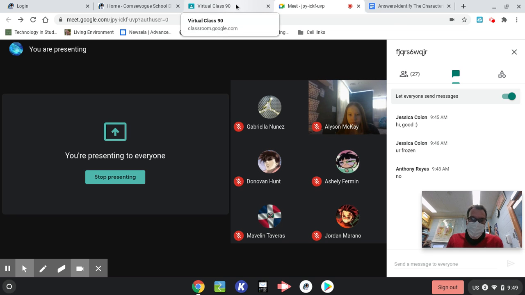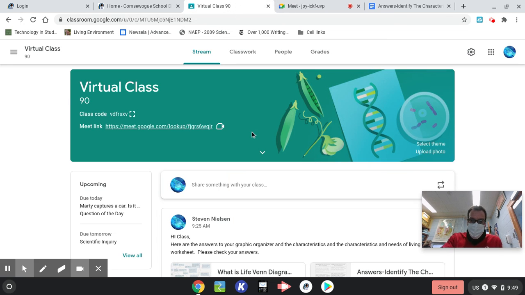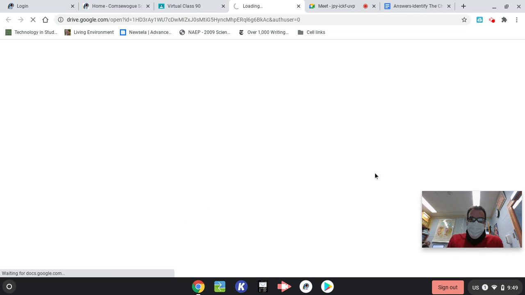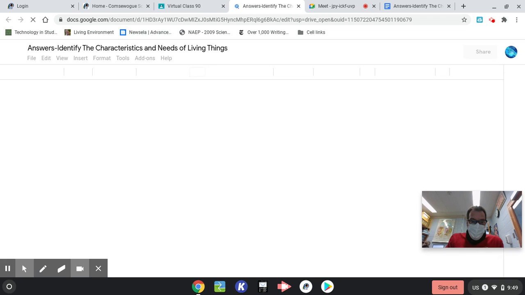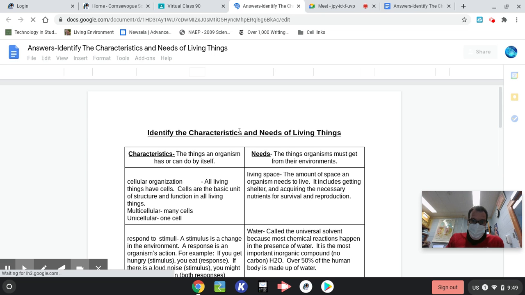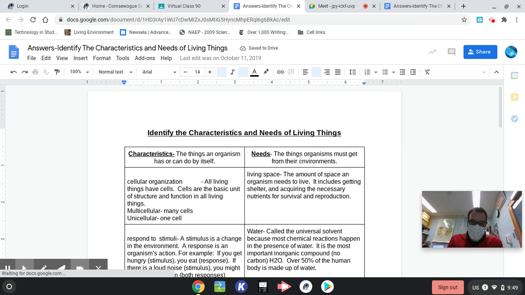Okay, so today we're going to talk about the characteristics and needs of living things. I posted for you some answer keys. I want to go over this one first, on the chart that you were supposed to do. You're supposed to take the terms at the top of the chart and put them in the proper categories. Either they were characteristics, the things an organism has or can do by itself, or a need, a thing that an organism must get from its environment.